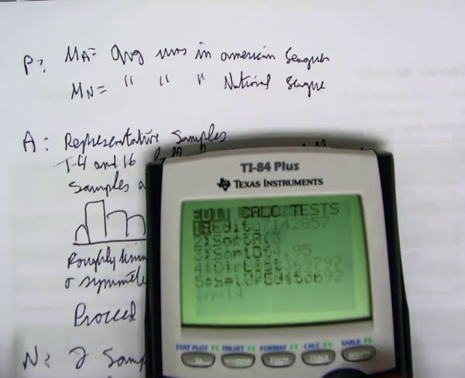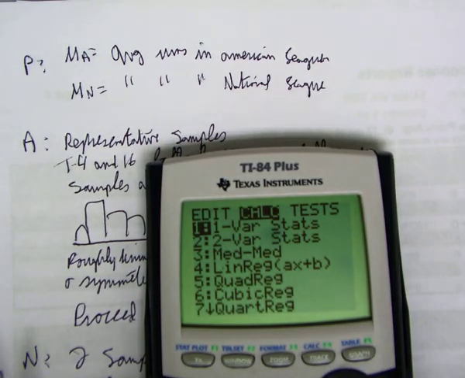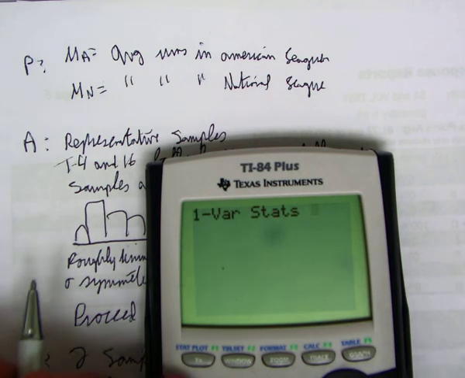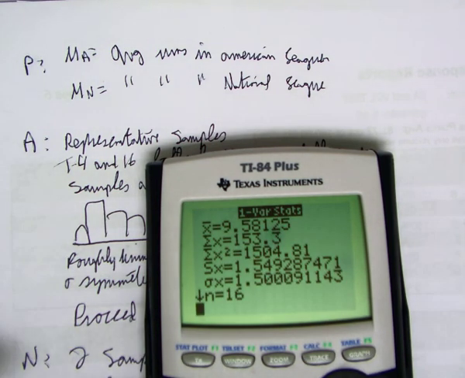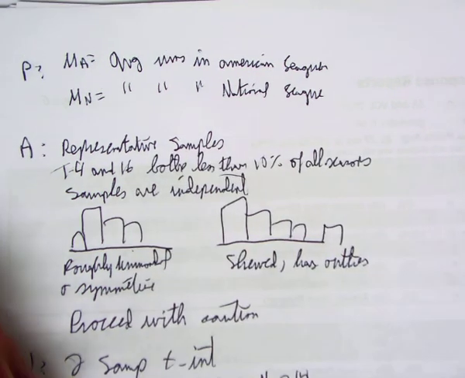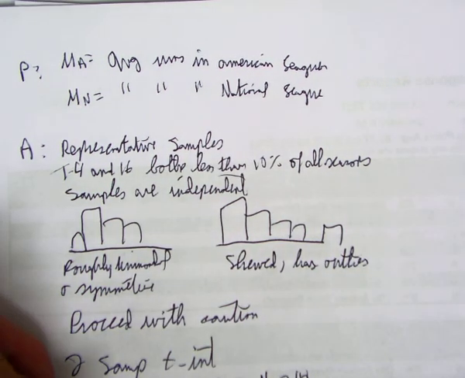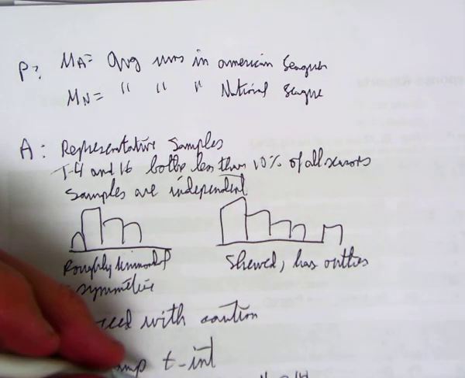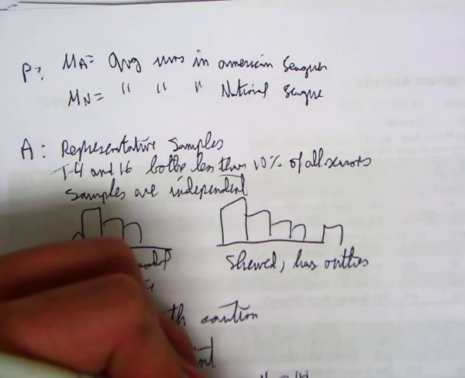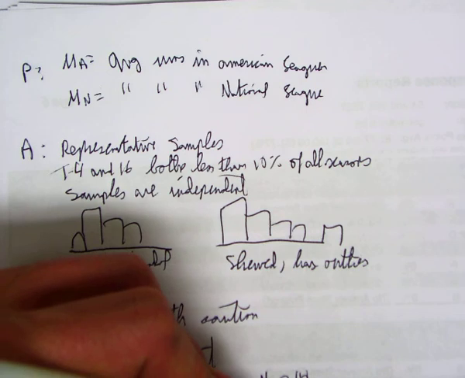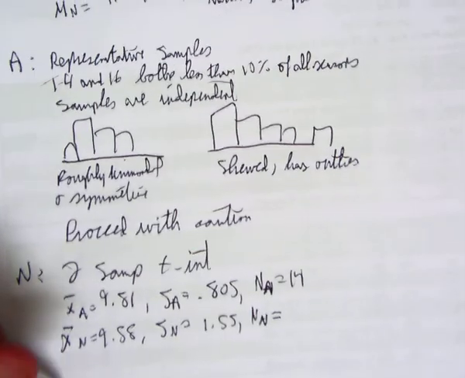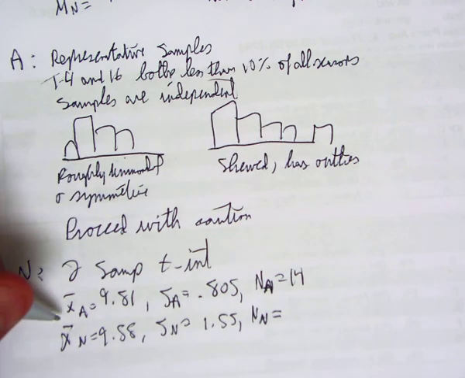And then we'll do the same thing with the National League. The mean is 9.58. Standard deviation for the National League is 1.55, and n, this should be American, this is National. Okay, that should be American and that should be National, is 16.